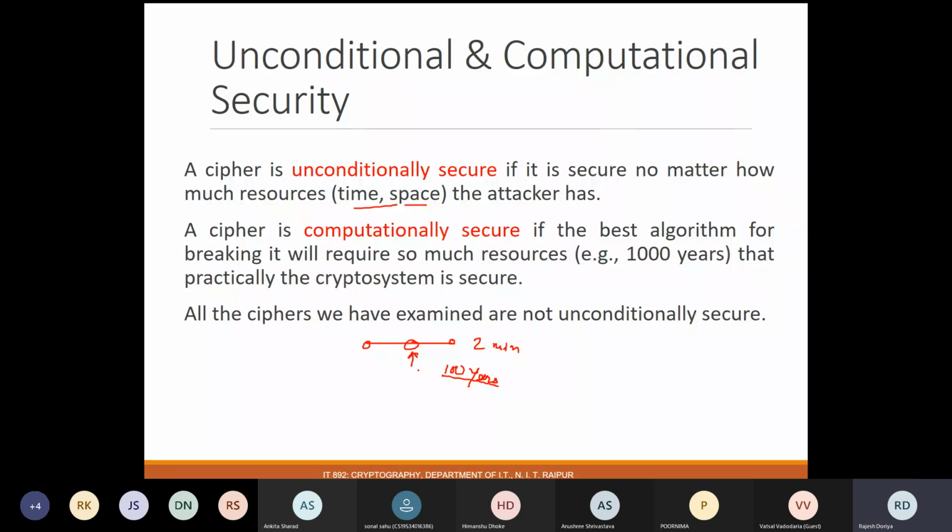That is why we say many algorithms are computationally secure. The algorithm is designed in such a way that if anybody tries to break it down, it is going to take a significant amount of time. Most of the algorithms, or almost all the algorithms we generally use nowadays, are computationally secure.